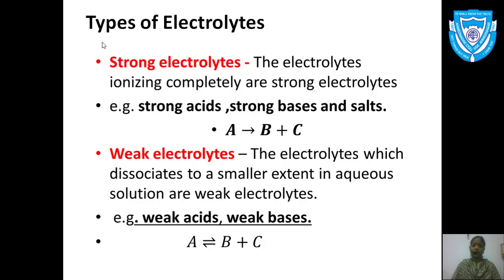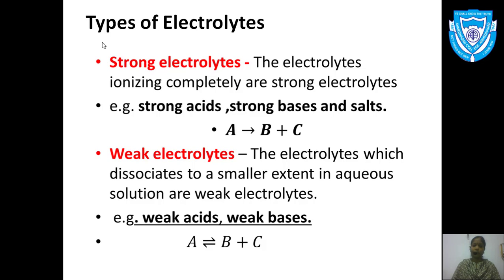Now weak electrolytes. Weak electrolytes are the substances which dissociate to a smaller extent in an aqueous solution. For example, weak acids and weak bases. Here is the representation for them: A gives B plus C.